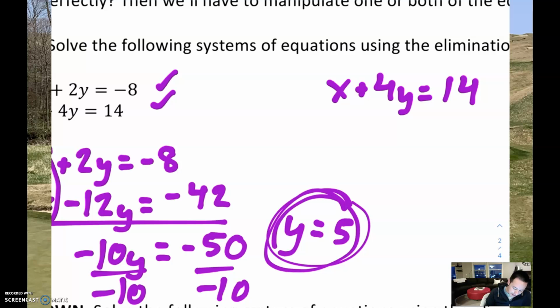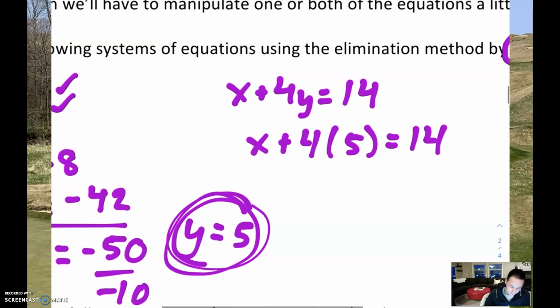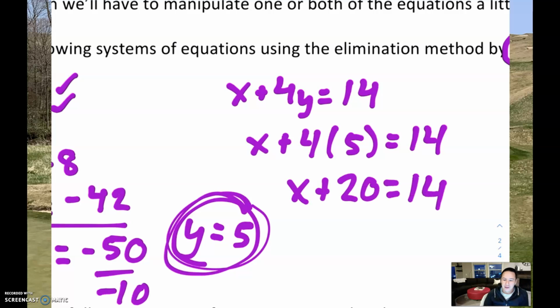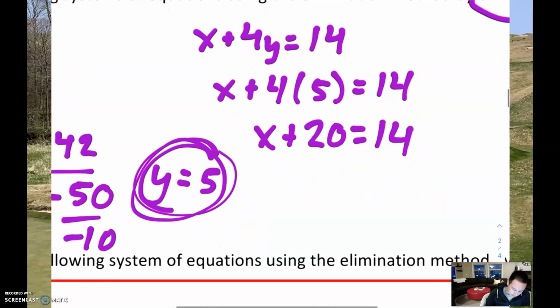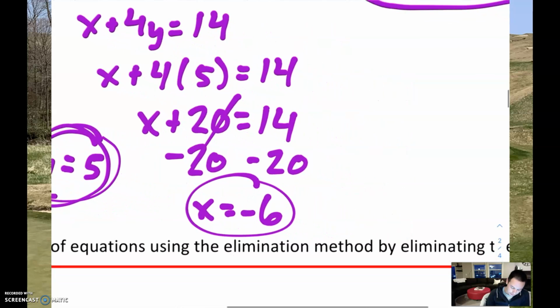We've found that the value of y is 5, so I'm going to replace the y with a 5. So we have x plus 4 times 5 equals 14. We can simplify. 4 times 5 becomes 20. So x plus 20 equals 14. And then to get rid of the 20, we have to subtract it out. And we get x equals negative 6. So our final answer in this case would be negative 6, 5.